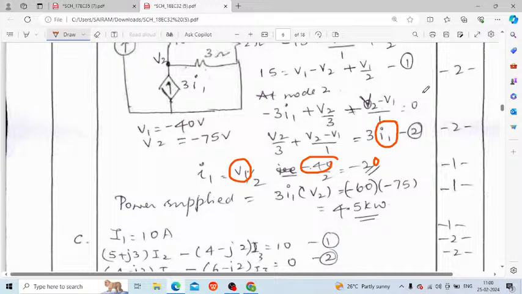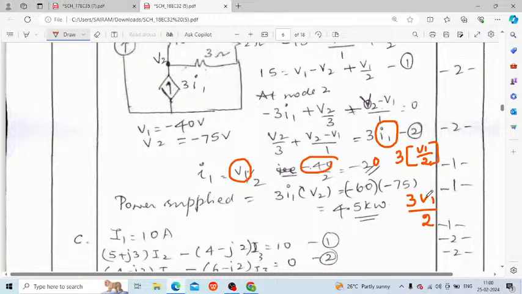Yes. So now you know that I1 is equal to V1 by 2. So you can write it as 3 into V1 by 2, wherein you get 3V1 by 2, or what is 3 by 2?